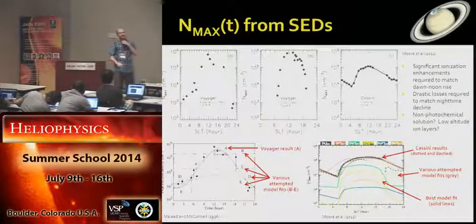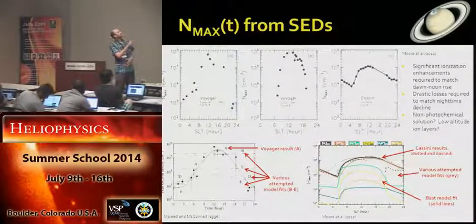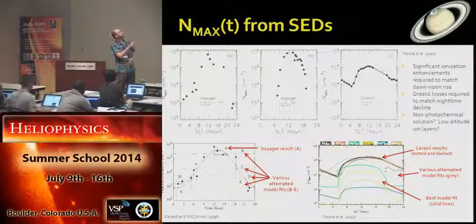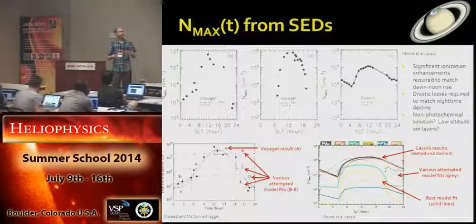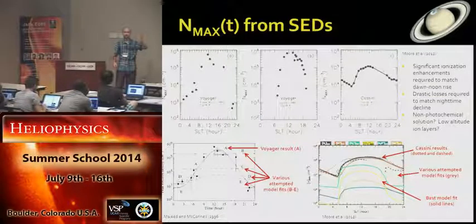So here, using SEDs for two different eras, the Voyager era and the Cassini era, there have been a few different derivations of the diurnal variation of peak electron density throughout the Saturn day. From Voyager, you see something like a 2 to 3 order of magnitude diurnal variation in electron density, and in the Cassini era it's maybe more like a 1 order of magnitude variation. I don't want to spend too much time on this because it's Saturn specific. The question is, what is causing this diurnal variation? And the answer is, we don't know.